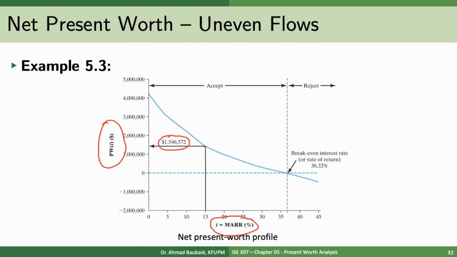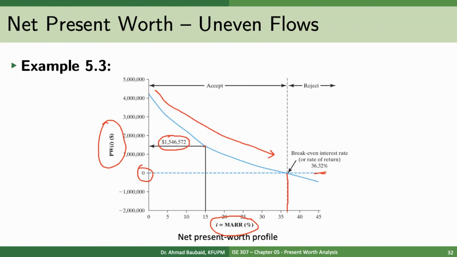And we saw from the table that the present worth decreases as I increase the interest rate. And in fact, here is the point at which the net present worth is equal to 0, and that is the internal rate of return, or the break-even interest rate, which is 36.32%.